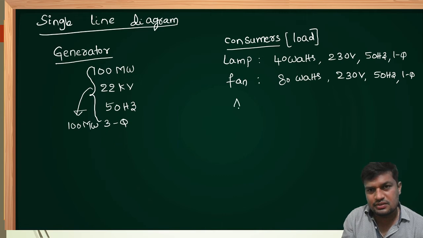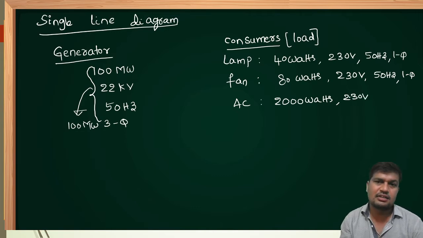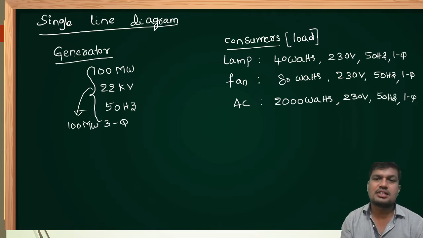Suppose anybody is using an air conditioner in their home, no doubt the rating of the air conditioner is more, let's say 2000 watts, and it works for 230 volts or 440 volts. If it is single phase, 230 volts. If it is three phase, 440 volts. But the operating frequency is fixed, which is 50 hertz, either single phase or three phase.